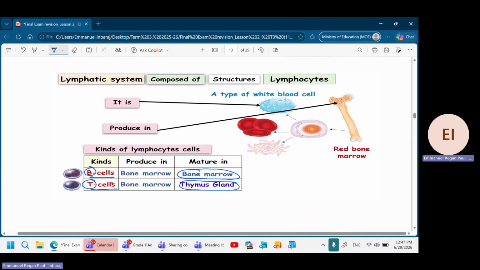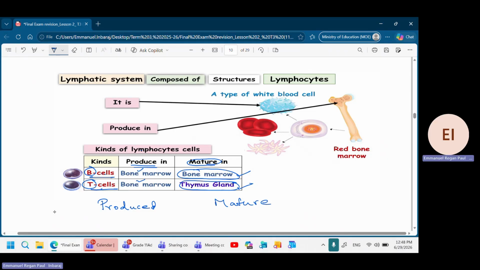We know that both B and T are produced in bone marrow. There is no problem with that. But where do they mature? That means where do they get older? Where do they mature? The B cells mature at the bone marrow. But the T cells mature at the thymus. You see the difference? Produced and mature, these two are different.